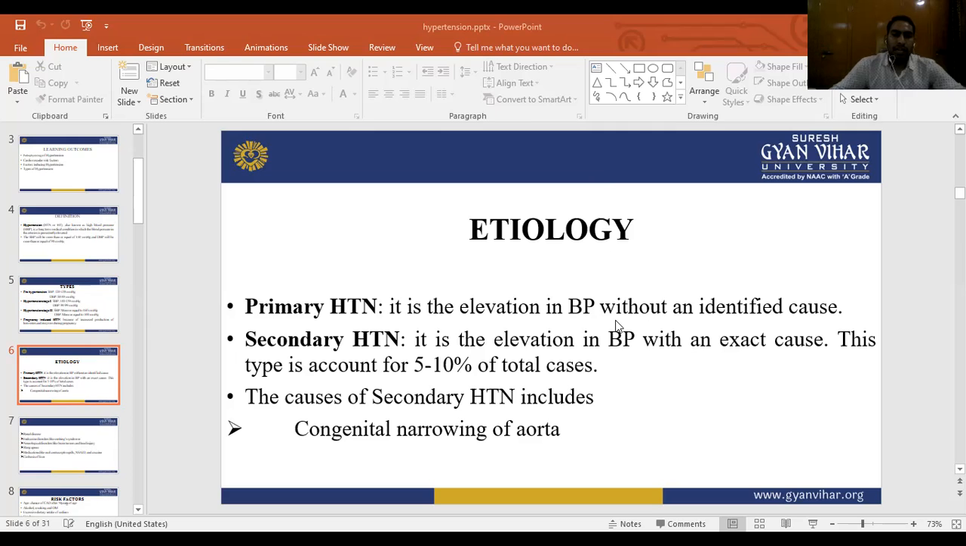Etiology: primary hypertension and secondary hypertension. Primary hypertension is the elevation in blood pressure without an identified cause. Secondary hypertension is the elevation in blood pressure with an exact cause. This type accounts for 5 to 10% of total cases.